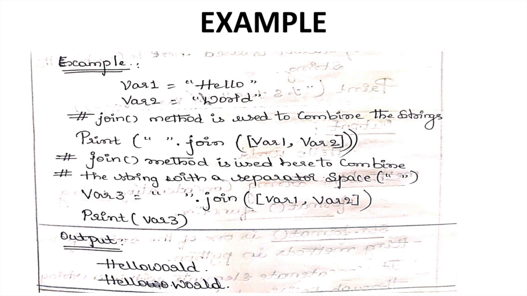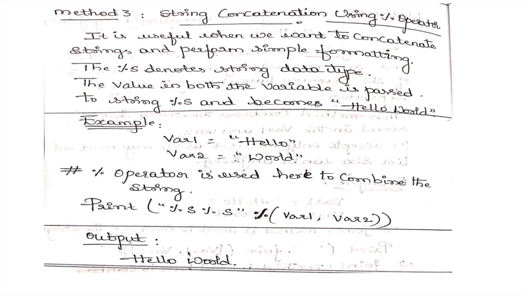See here, hello space word. That's why I quoted it. Hello space word, it is going to join. So in this way, it's going to concatenate two strings. Getting my point? So this is the second method. Using a join function, you can combine two strings. Next, third method, string concatenation using the modulus operator.